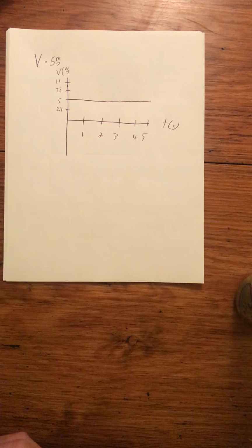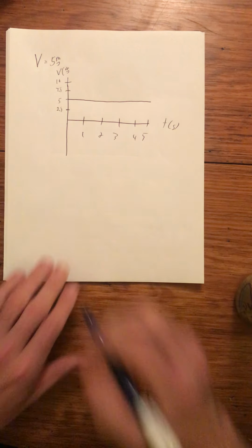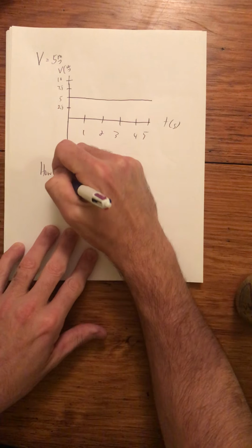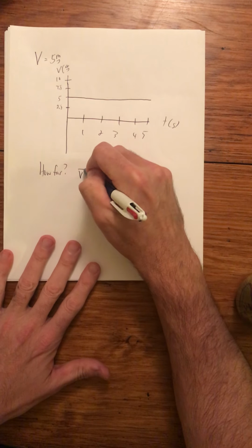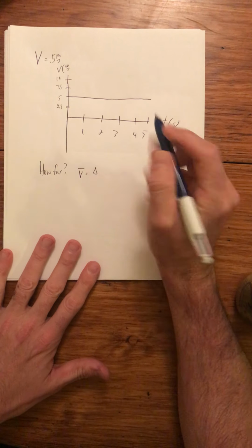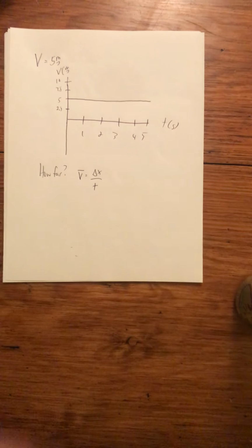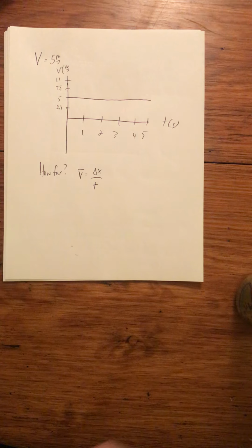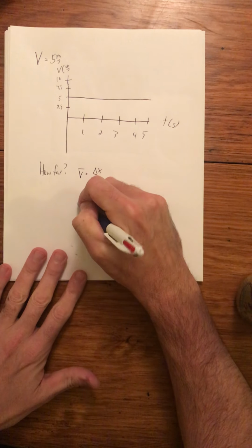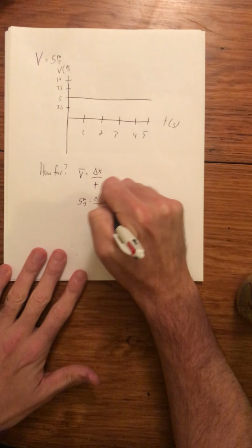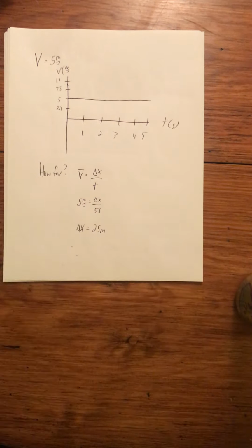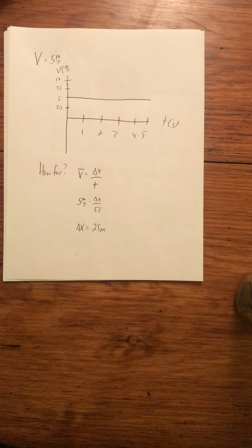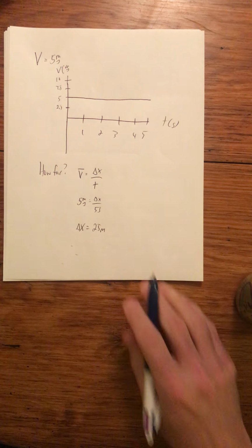So if I were to ask you how far this object travels in those 5 seconds, well, we would use our average velocity is equal to displacement over time. Here, since the velocity is constant, the constant velocity is the average velocity, 5 meters per second, delta x over 5 seconds, delta x is equal to 25 meters. Nice and simple there, right?